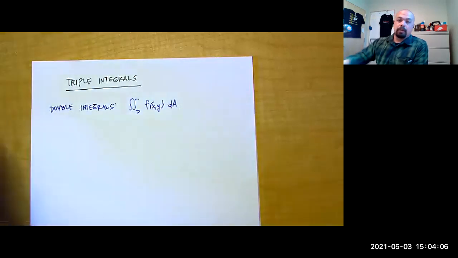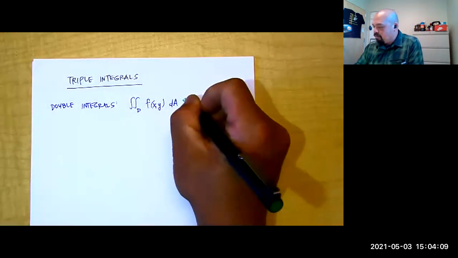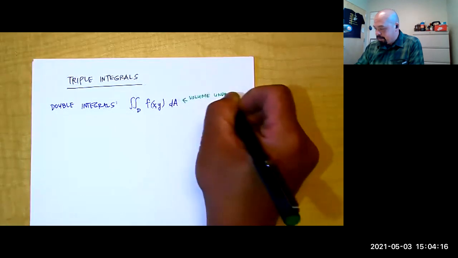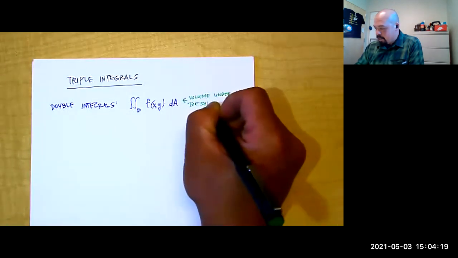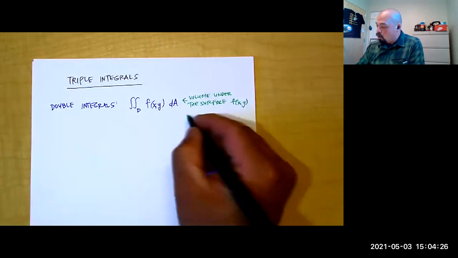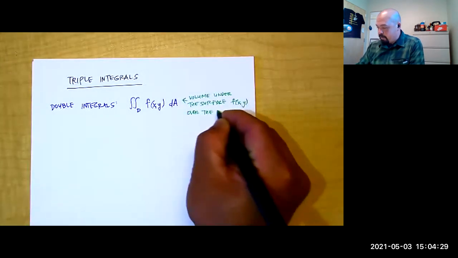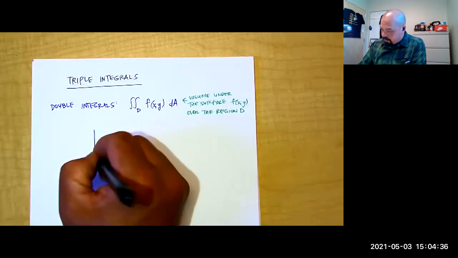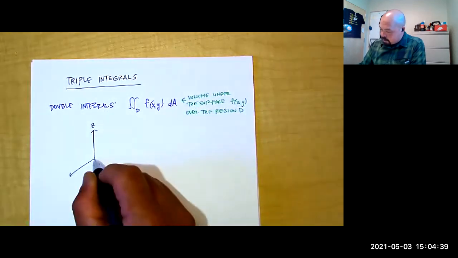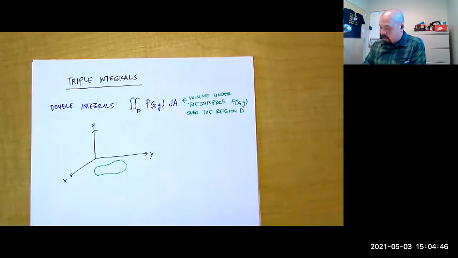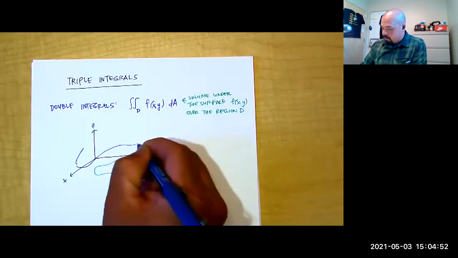And typically, when we saw those, we visualized this as the volume under that surface f of x, y, over that region D. Okay, and so we visualized the problem if we had this region D over which we were integrating, and we have our surface here.